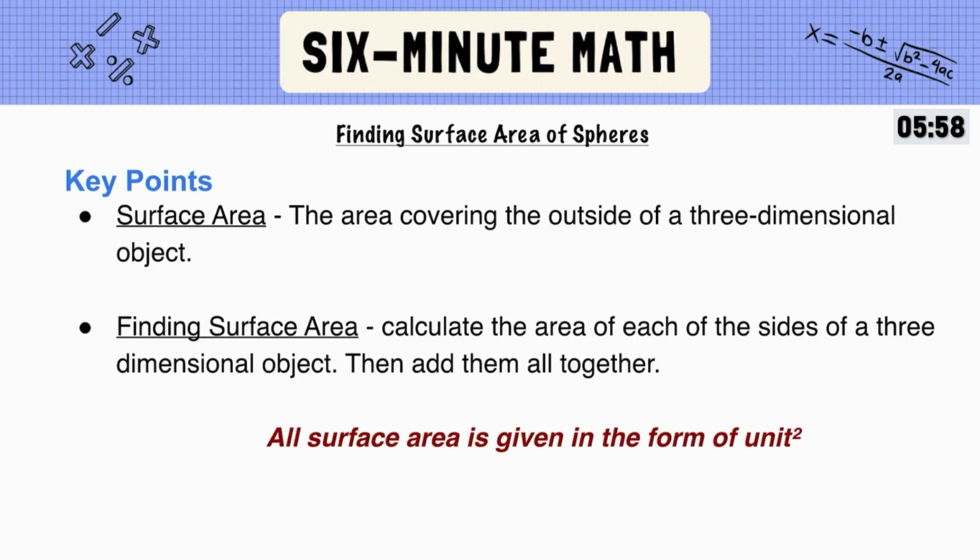Our key points today are to understand that surface area is the area covering the outside of a three-dimensional object. To find general surface area, we calculate the area of all of the sides and then add them together. For a sphere, that tends to be very difficult, as we cannot find the singular side of a spherical object. I will give you how to find spheres in 1 second after reminding you that all surface area is given in the form of unit squared, as it is still area.